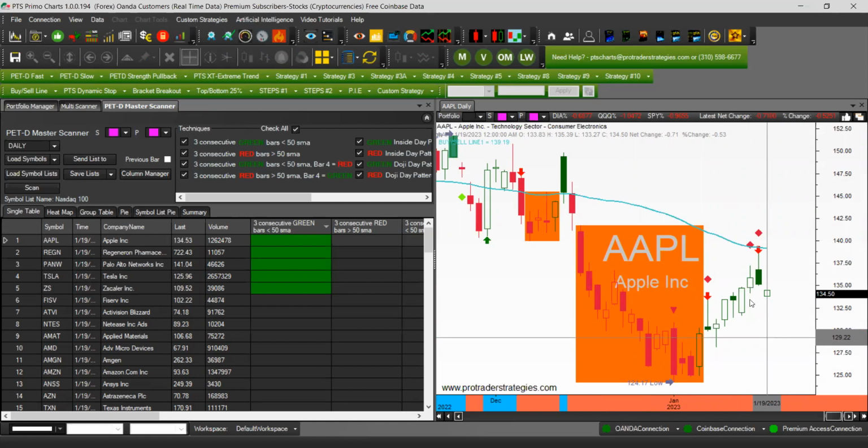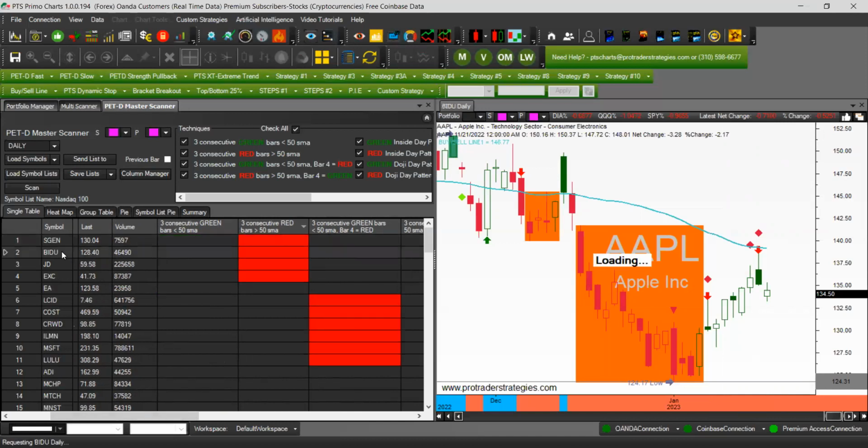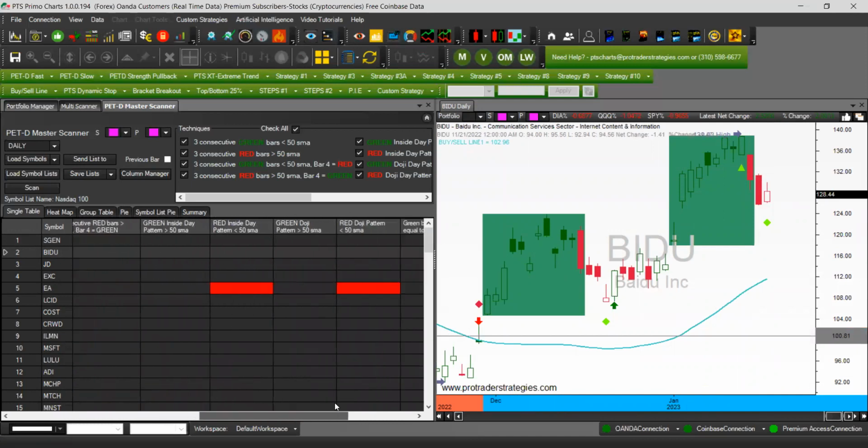So what to do when you get 3 consecutive green bars below the 50-day moving average? That's explained in the course for the master scanner. Now we're going to go to the 3 consecutive red bars above the 50-day moving average. So you have Baidu, and you have 3 consecutive red bars above the 50-day moving average. What to do when you get this is explained in the course again, but this is the type of setup that you're looking for, and that is adding to what you're currently doing on the PETD.